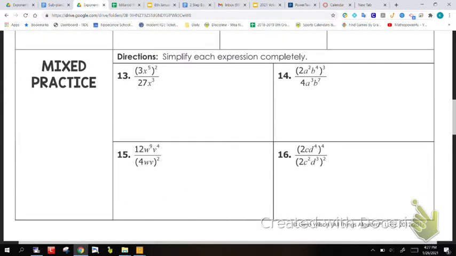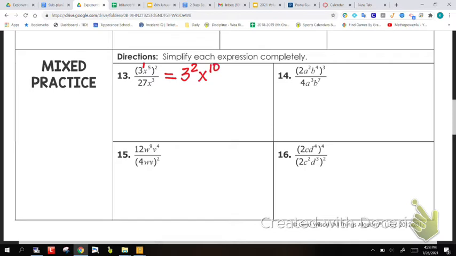So for 13, the directions say simplify each expression completely. Now, we have to use our order of operations here. I cannot simplify the 3 and the 27 because that 3 is in parentheses with an exponent linked to it. So I have to use my power rule first. So in the numerator here, remember, you multiply the exponents. Also be careful that 3 is a 3 to the 1st. So if I multiply all the exponents inside parentheses, I get 3 to the 2nd and x to the 10th.